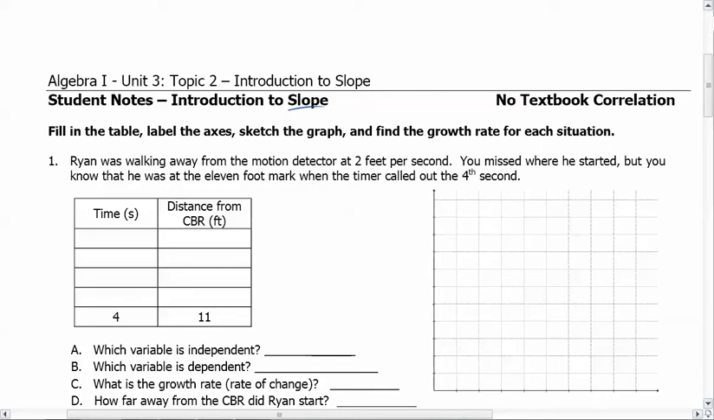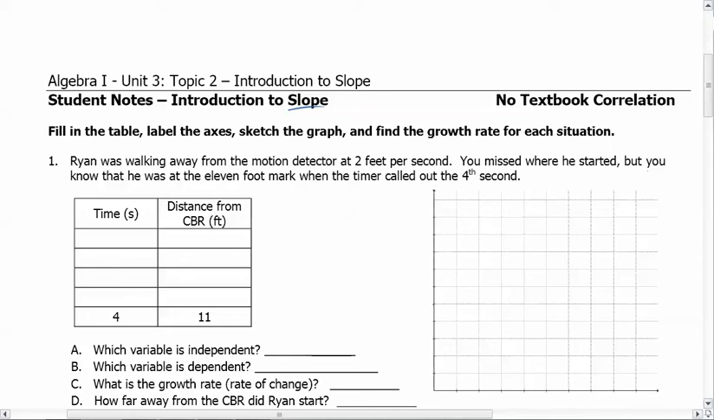All right, so here we go. We've got Ryan walking away from a motion detector, which we did in class, at 2 feet per second. Now, remember when you walked away from the motion detector, what happened to the line? Hopefully you remember that it was going up because it was showing that your distance was increasing, right? So here's some more information.